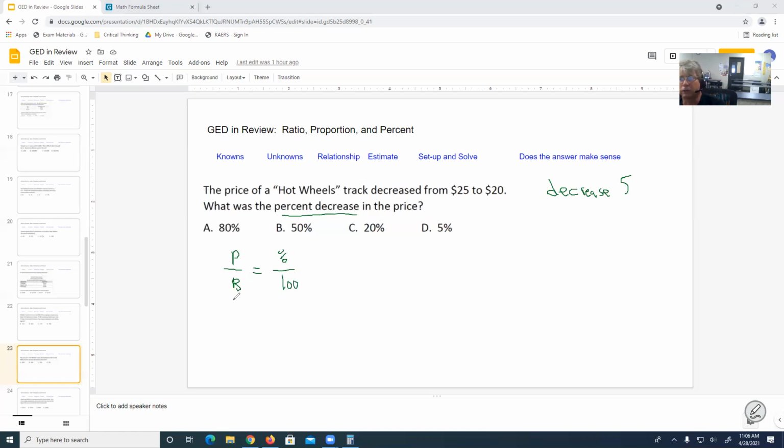The part is actually going to be the 5. The base is going to be the original amount, the beginning amount. So it started at 25 and went down to 20, so the original amount would be this 25. And we don't know what the percent is, so we can call that X over 100. And then in a proportion model, we're allowed to cross multiply to solve this problem.